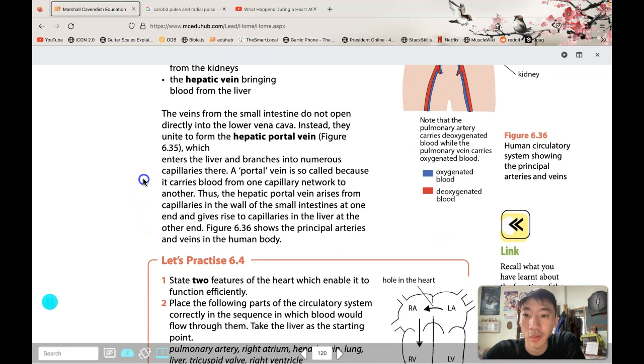Okay, just read through this yourself. Something to highlight here will be our hepatic portal vein. This hepatic portal vein is connected from our small intestine. All the small capillaries in the villi will combine into a big vein called the hepatic portal vein, transporting all the glucose and amino acids towards our liver, where it can then be further processed. The word portal, just in case you want to know, means carrying blood from one capillary network towards another.